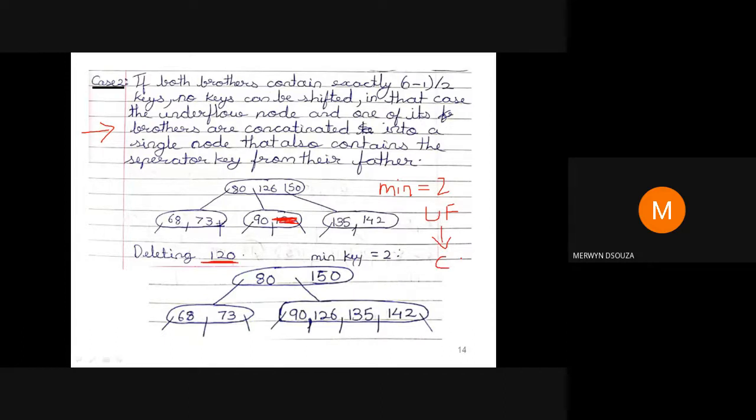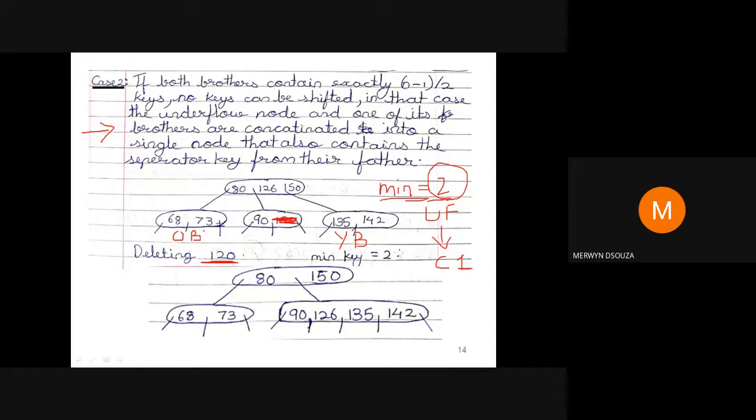So check whether you can apply case 1. Case 1 you can apply means you check. Now there is an older brother, there is a younger brother. Check whether the older brother is having more keys than this, or the younger brother is having more keys than this. If it is having more keys than this minimum number of keys, then you can apply case 1.